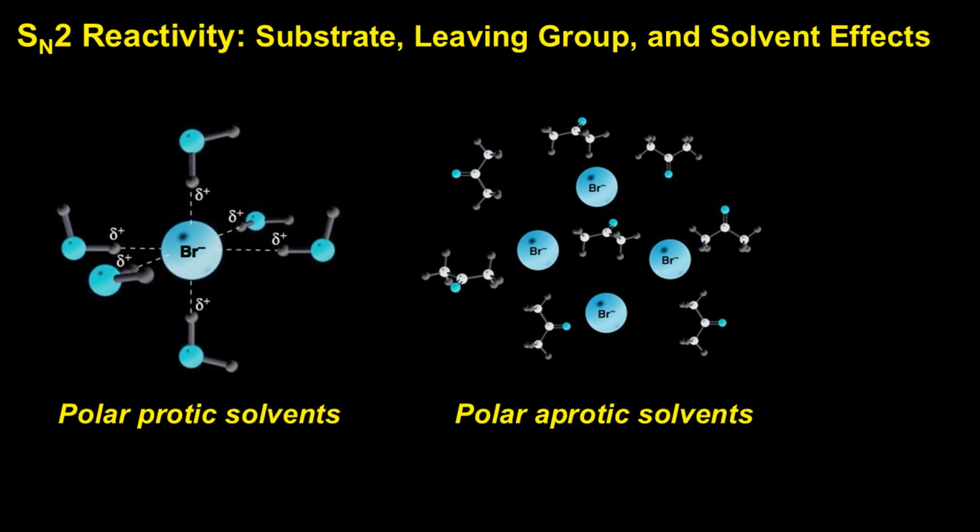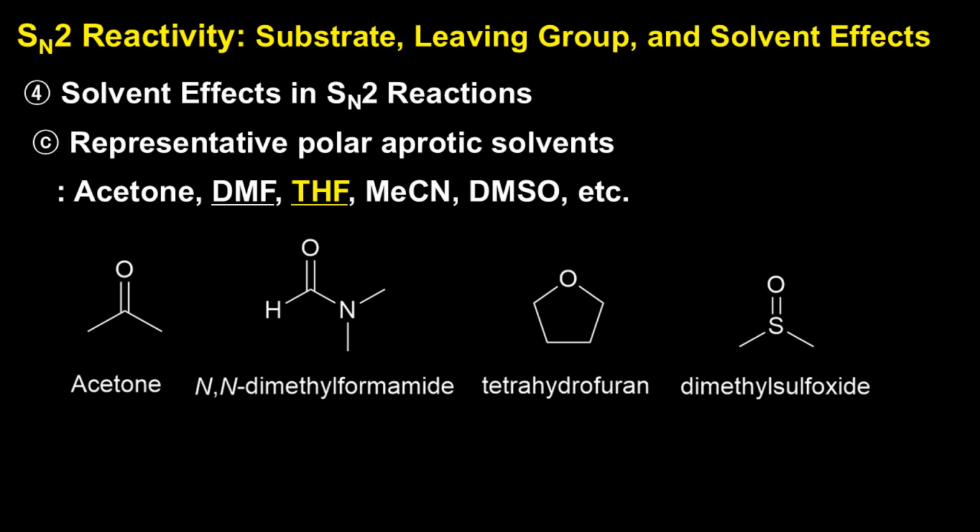Let's make it more concrete. Compare bromide in water versus bromide in acetone. In water, a polar protic solvent, Br- gets trapped in a shell of hydrogen bonds. It's stable, but not very reactive. In acetone, a polar aprotic solvent, there's no strong solvation. Br- stays free to attack. That's why the reaction runs much faster.